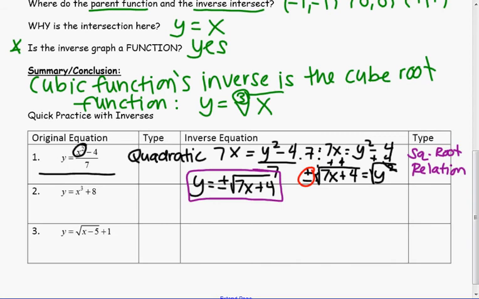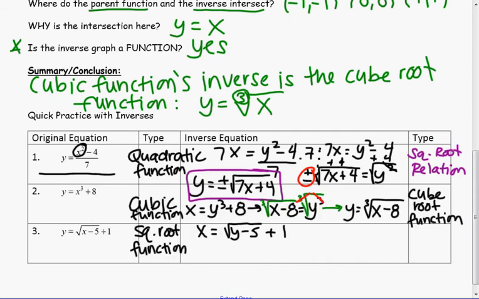All right, I'm going to pause a second, and I want you guys to try the other two on your own. Similar in how we want to switch x and y and solve for y, but a little bit different process in getting those y's isolated. So take a minute, pause your video, and we'll come back and talk about our answers. All right, guys, let's take a look at what we should have at this point.